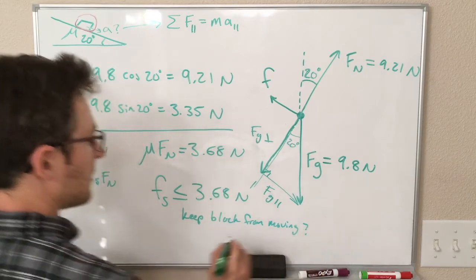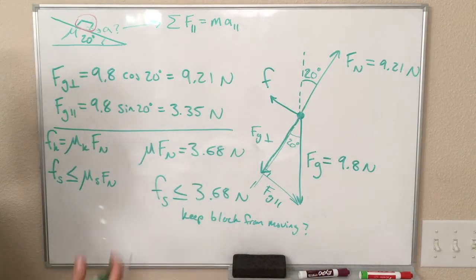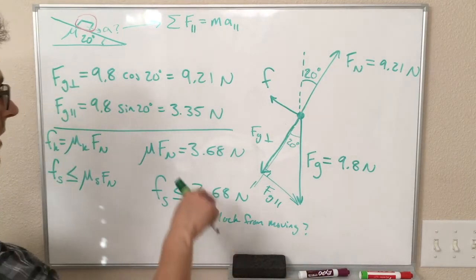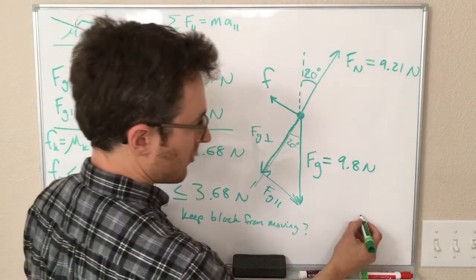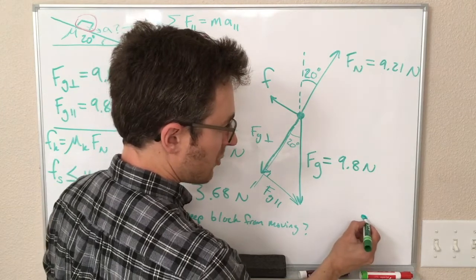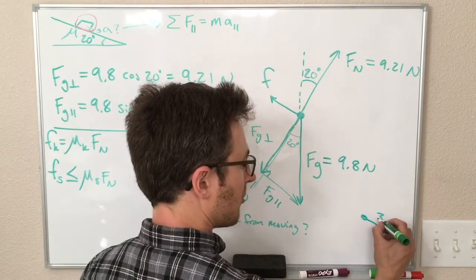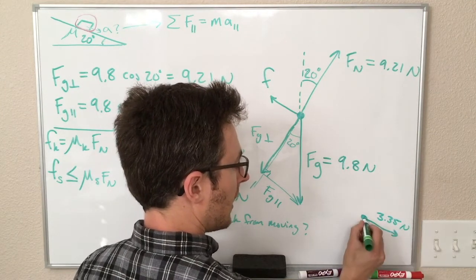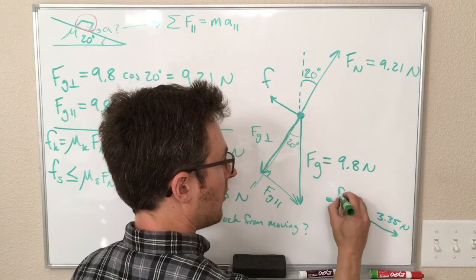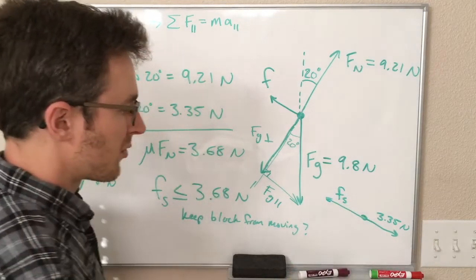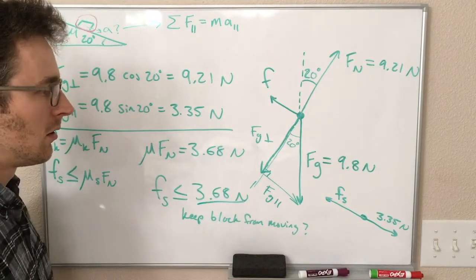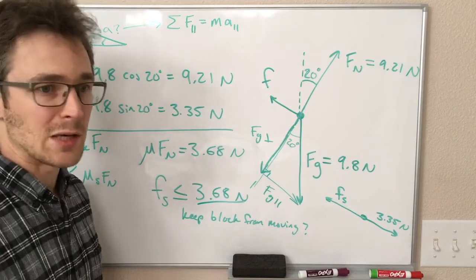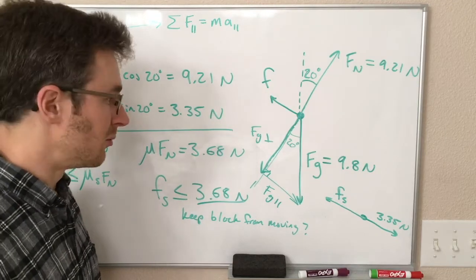So can it be less than that and keep the block from moving? Yes, of course, because we have this 3.35 newtons down. I'm going to draw a little free body diagram over here. We have our 3.35 newtons down the ramp, and we have our static friction force up the ramp that can be anything less than 3.68 as long as it is keeping the block still, as long as it is keeping it from moving.